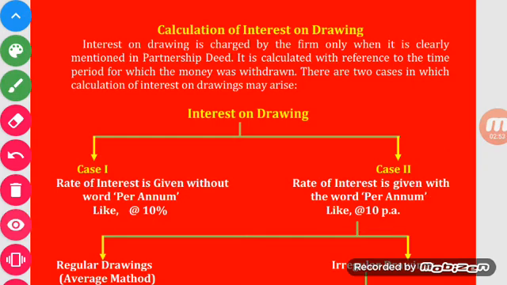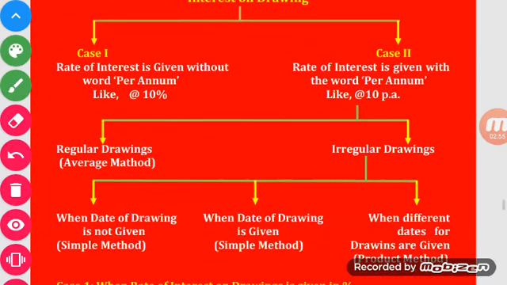For calculation of interest on drawings, case second is divided first into two parts. These are regular drawings and second, irregular drawings. Understand? Case second is divided into two parts for calculation of interest on drawings. The first is regular drawings and the second is irregular drawings.